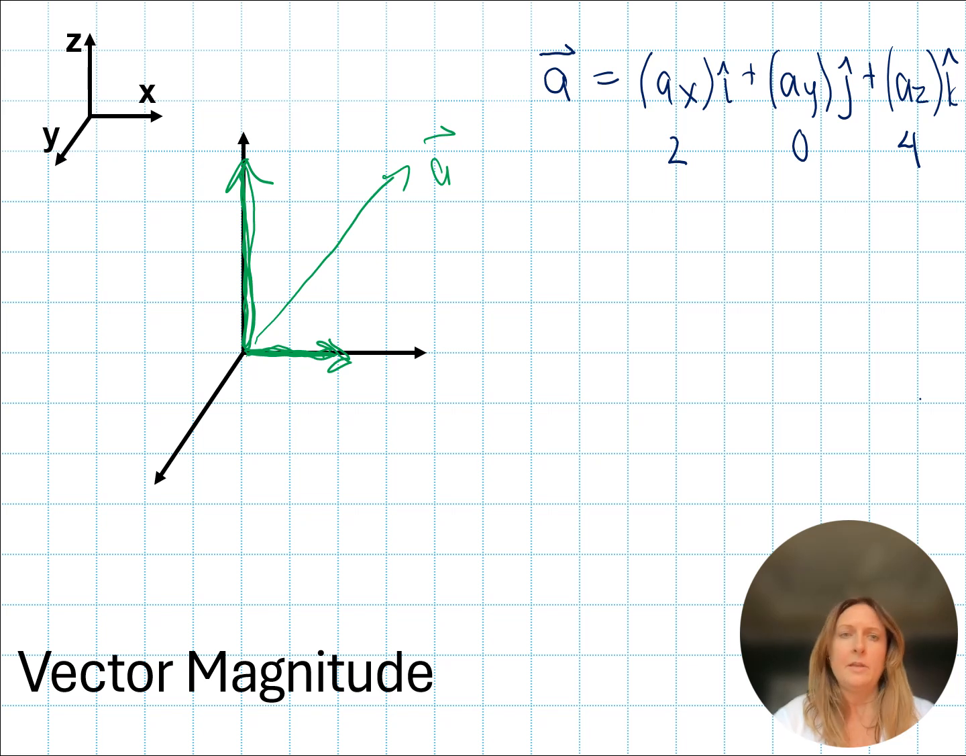And so let's say that I want to know the magnitude of acceleration a. If these were scalars, then I could just add 2 plus 0 plus 4 equals magnitude of 6. But these are vectors, and I have these i, j, k components, and so I need to add the vector components using vector math.